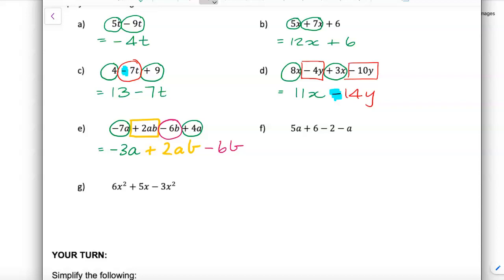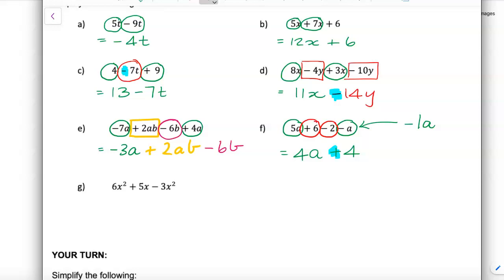In part F, we've got 5a plus 6, subtract 2, take a. So let's deal with the terms that have a's in them first. I've got a positive 5a and a subtract a. Remembering that this is subtract one lot of a. So 5a's take 1a leaves 4a's. And then I've got a constant number positive 6 and a constant number negative 2. So I can put these together because they're just constant numbers. 6 take 2 leaves positive 4. And that number being positive means that I've got an add sign between those two terms.